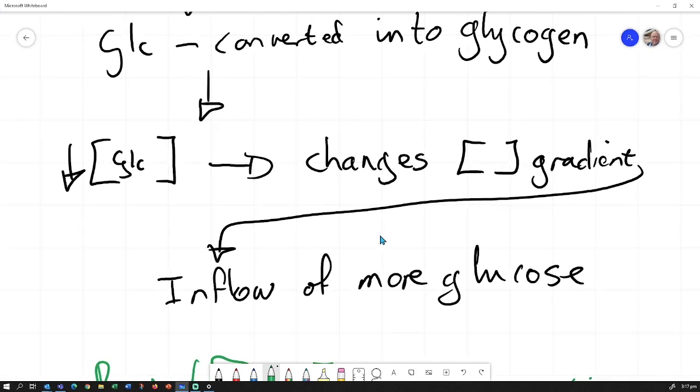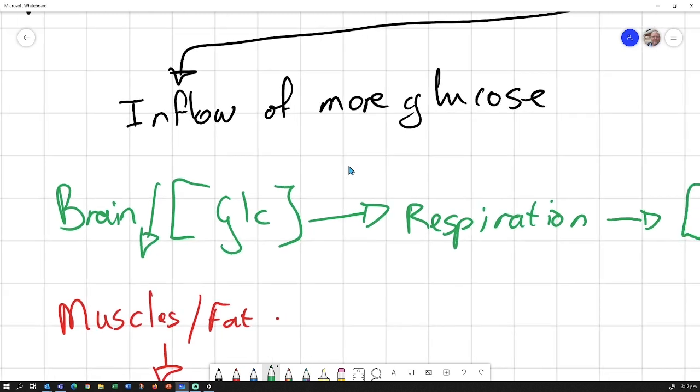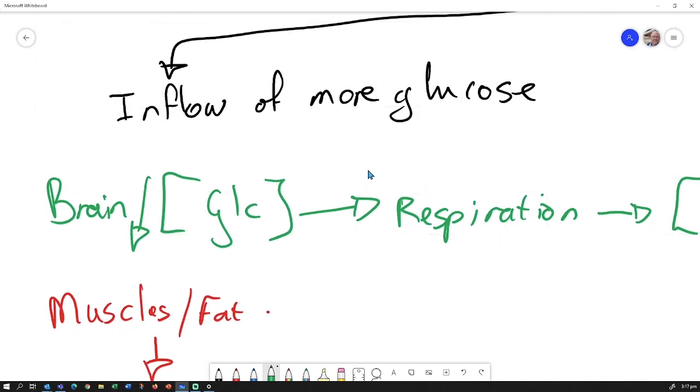In the brain, however, it also has GLUT2, and the GLUT2 is always open because the brain is exceptionally energy hungry. It takes 20%, 1/5 of everything that you put into your mouth.